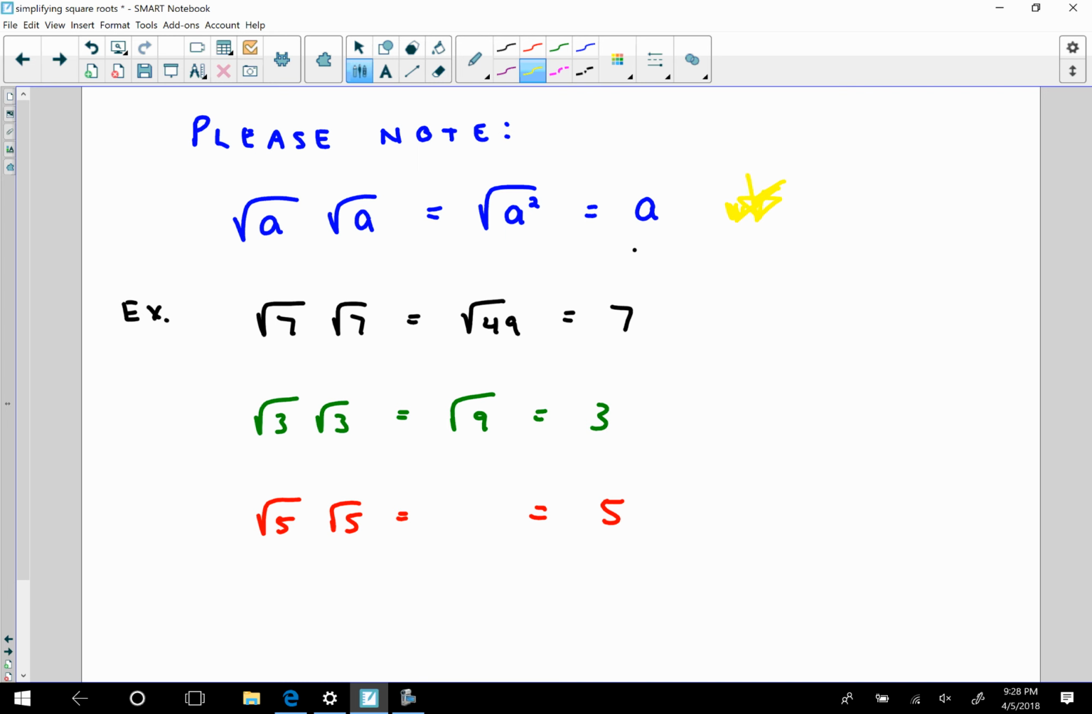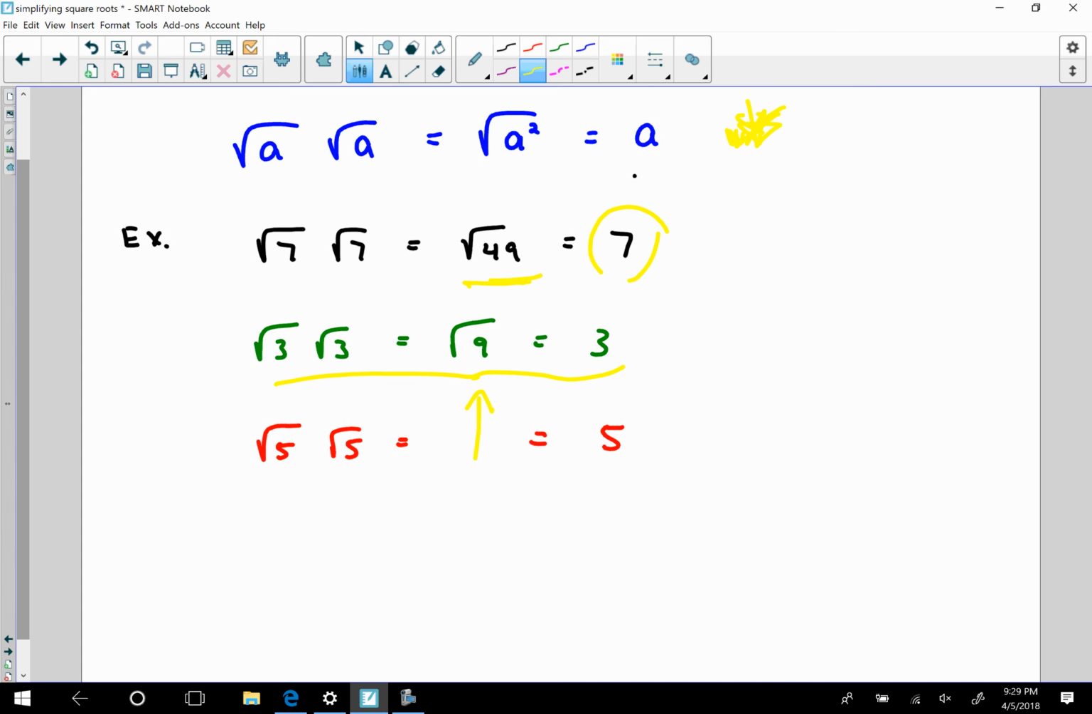Star that because we're going to need to know that. Square root of 7 times square root of 7 by property 1 is the square root of 49, and the square root of 49 is 7, because 7 squared is 49. Square root of 3 times square root of 3 is square root of 9. Square root of 9 is 3, because 3 times 3 is 9. You can leave this step out if you have this. Square root of 5 times square root of 5 is just 5. We will need to know that.